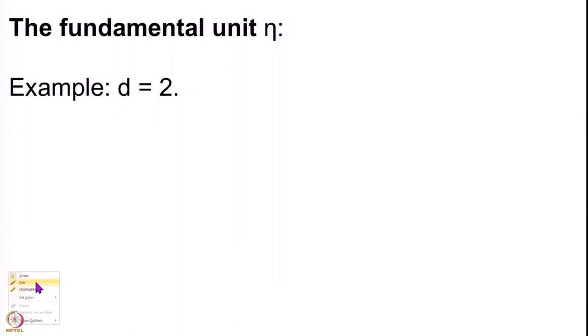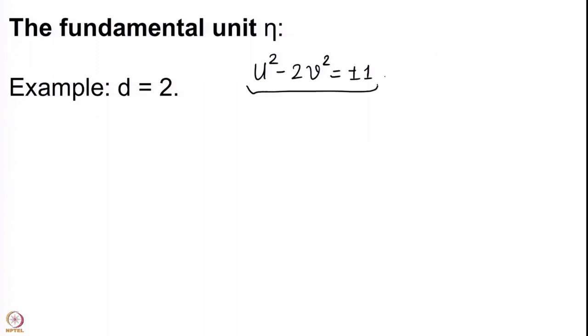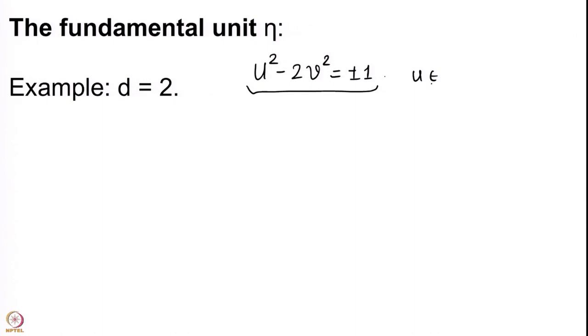So, we have D equal to 2. We are looking at solutions to u square minus 2v square equal to plus or minus 1. The u and v are integers because our d is not congruent to 1 modulo 4. When d is congruent to 1 modulo 4, you have that the u and v can be half the integers, but here u and v are integers. We have also noticed that when you look at the fundamental unit u plus v root d, then both u and v are positive.